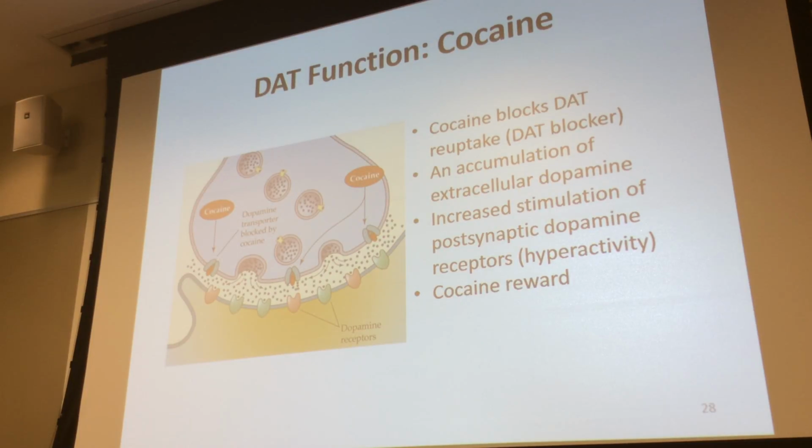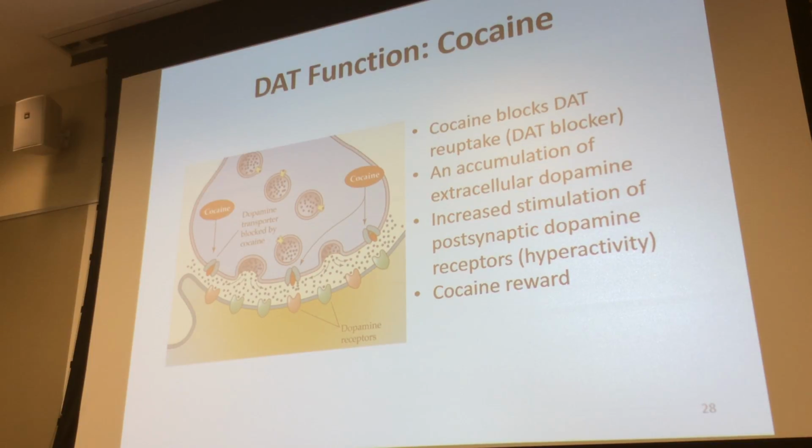Okay, so let's talk about cocaine. Cocaine is a dopamine transporter blocker. What I mean by blocker is that once it binds the transporter, it doesn't get translocated intracellularly. It just stays on the plasma membrane until it dissociates from the dopamine transporter.